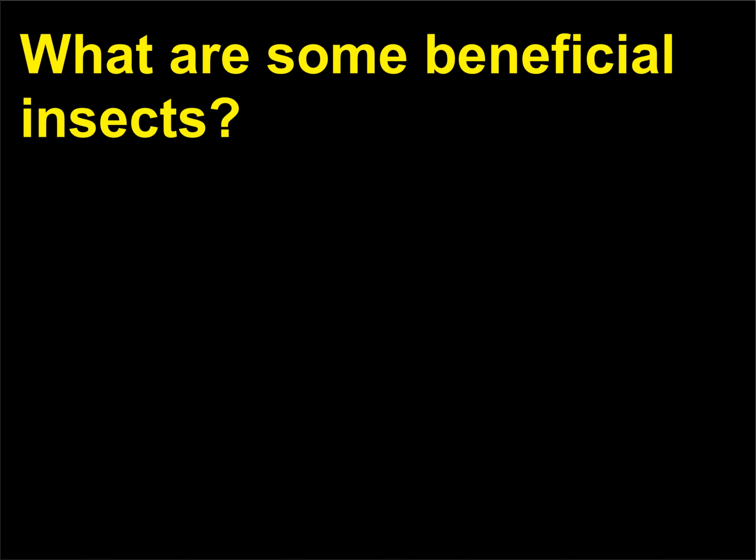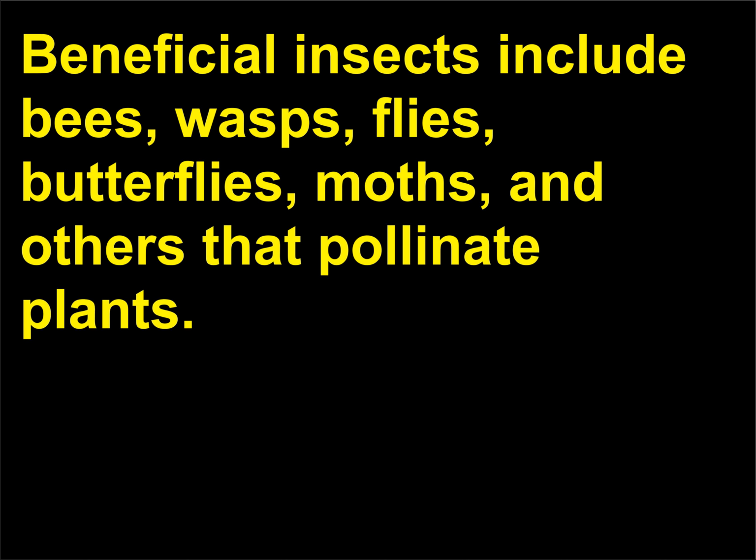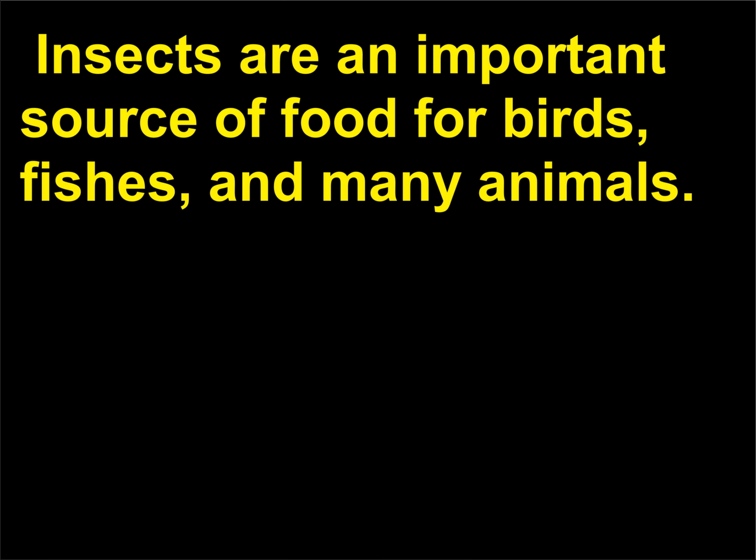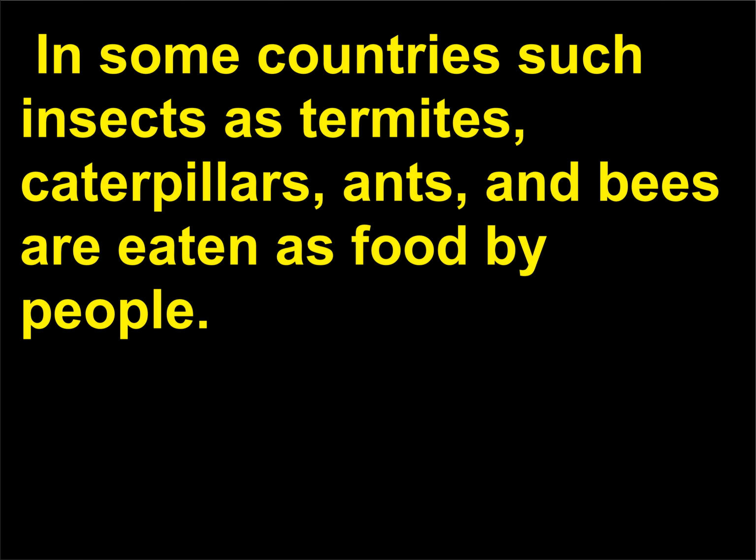What are some beneficial insects? Beneficial insects include bees, wasps, flies, butterflies, moths, and others that pollinate plants. Many fruits and vegetables depend on insect pollinators for the production of seeds. Insects are an important source of food for birds, fishes, and many animals. In some countries such insects as termites, caterpillars, ants, and bees are eaten as food by people.